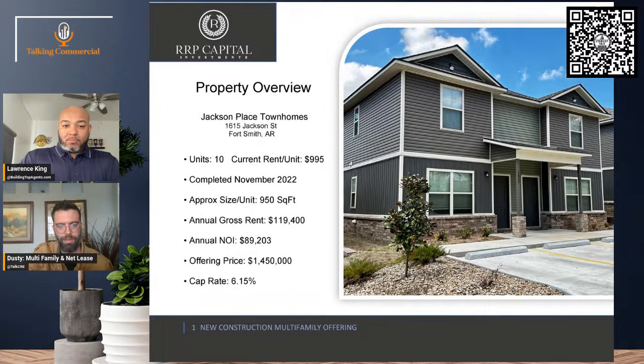So let's divide 89,203 into the gross income of 119. That leaves us with 74.7%, so 75%. What that means is the expenses are roughly 25% of the gross income. Does that make sense? Yep.